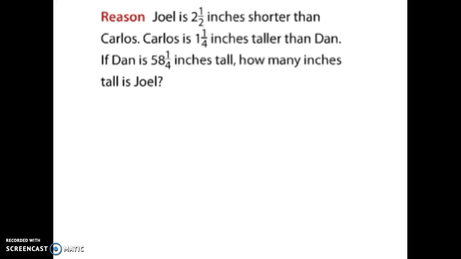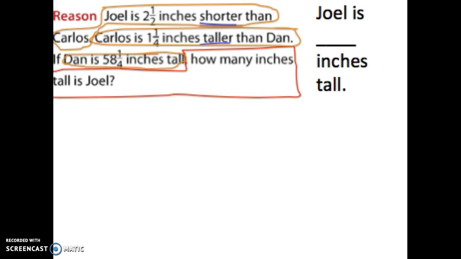We're going to take a look at this problem, and it reads, Joel is 2 1/2 inches shorter than Carlos. Carlos is 1 1/4 inches taller than Dan. If Dan is 58 1/4 inches tall, how many inches tall is Joel? Because there is a lot of information in this problem, the very first step I want to do is my buck strategy. So I box my question here, which is what I have in red, and it reads, how many inches tall is Joel? I always want to do that because it lets me know what I am trying to figure out.